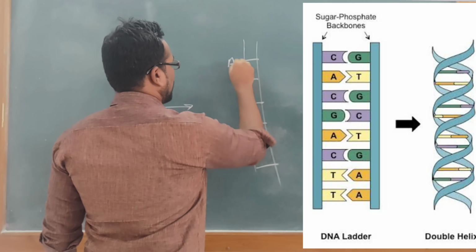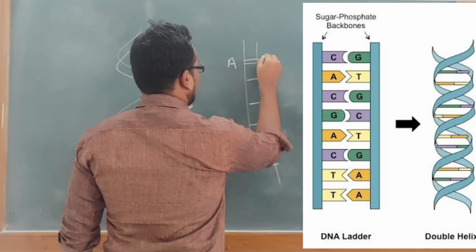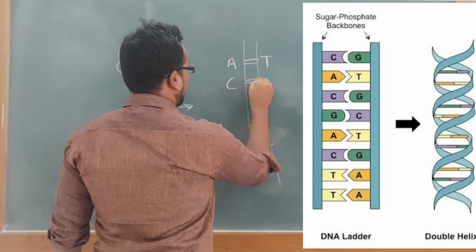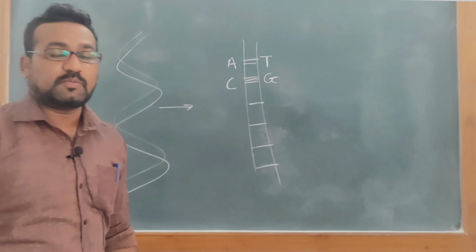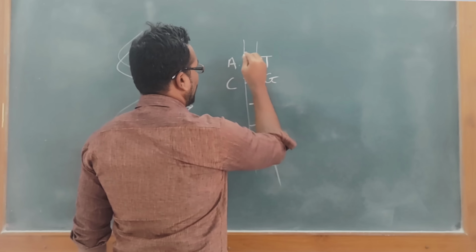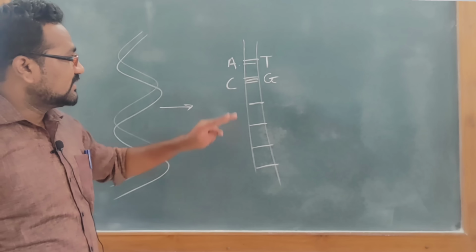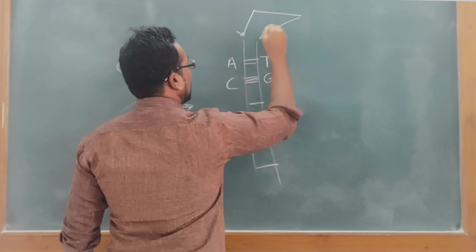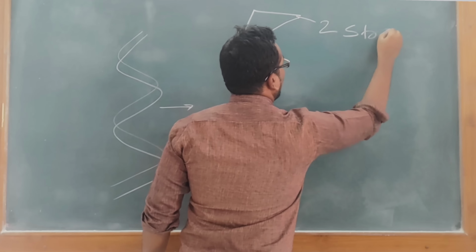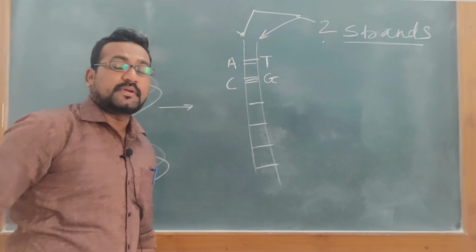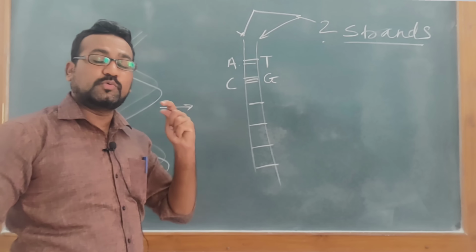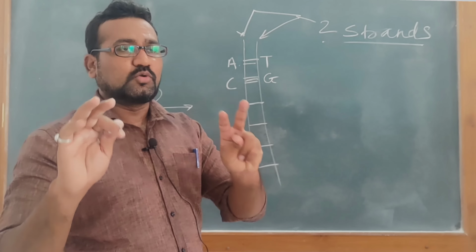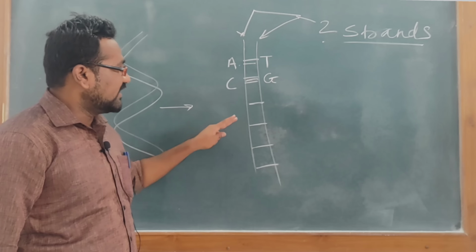If on this side you have an A nucleotide, opposite to it you will definitely have a T nucleotide. If on this side you have a C nucleotide, opposite to that you will definitely have a G nucleotide. We have discussed that one purine always pairs with one pyrimidine. This ladder-like structure shows there are two strands. In DNA, you will have two strands. This is the first point of our discussion. Two strands are there, and each strand contains nucleotides.